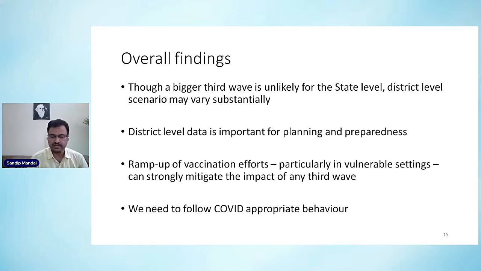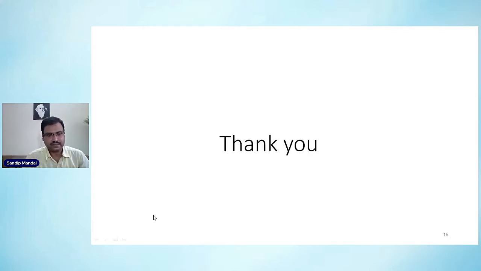District level data is important for preparedness, and a ramp up of vaccination also helps in mitigating the third wave. Simultaneously, we should follow COVID appropriate behavior. As we know, the vaccine can only protect us from developing severe disease, but not from transmission. So that's why we suggest that we should follow COVID appropriate behavior even after getting vaccinated, so that it can reduce the transmission. That's all from my findings. Thank you.